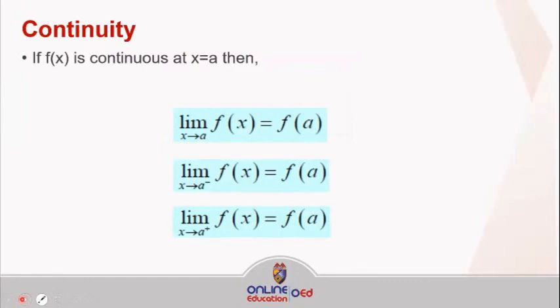And then if our f of x is continuous at x equals a, then this is our additional rule. So we have here the limit of f of x where x is approaching a is equal to f of a. If we have the limit of f of x where our x is approaching a from the negative side, we have the value of still f of a. And if we have the limit of f of x where x is approaching a from the positive side, we still have the value of f of a.